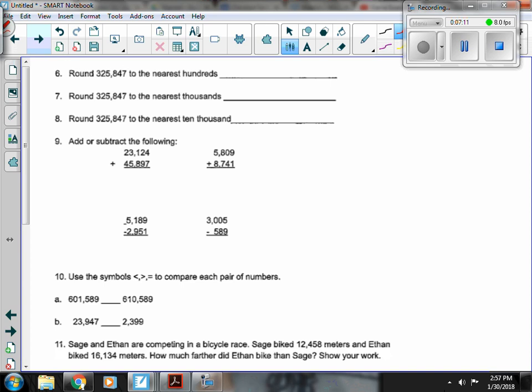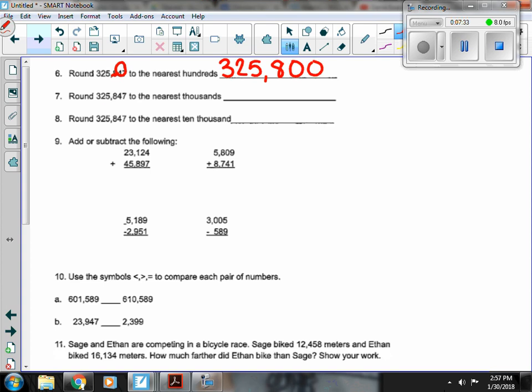Then the next page, we are rounding. If I'm rounding to the nearest hundreds, that's the 8 and a 4 next door. 4 is not enough to keep it, or to round it up, so it stays. So the numbers out front stay, the 8 stays, and everything else turns to 0.